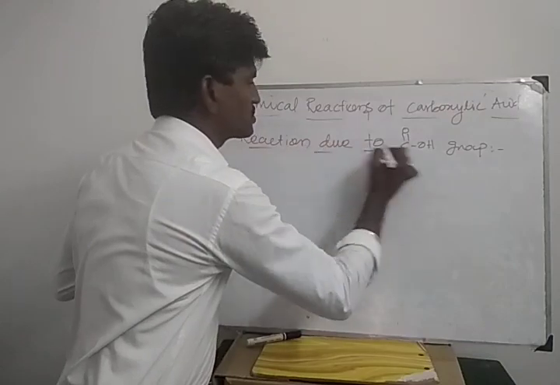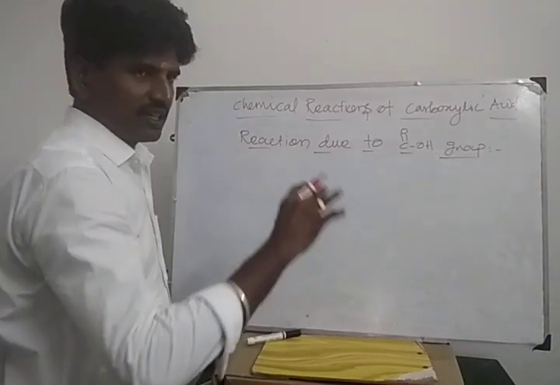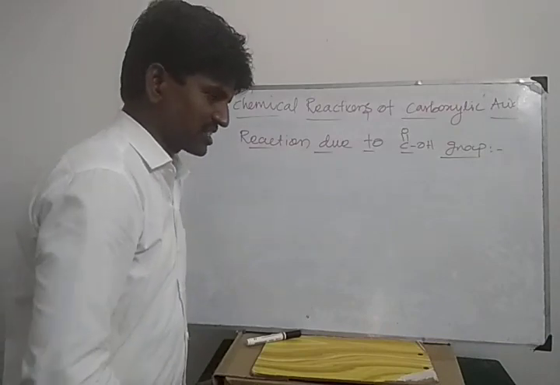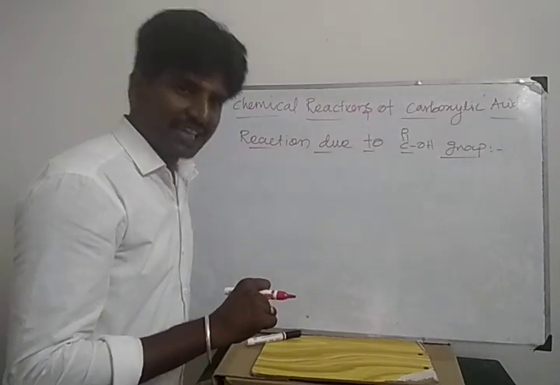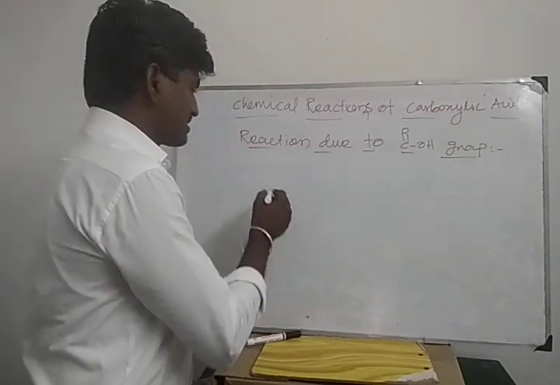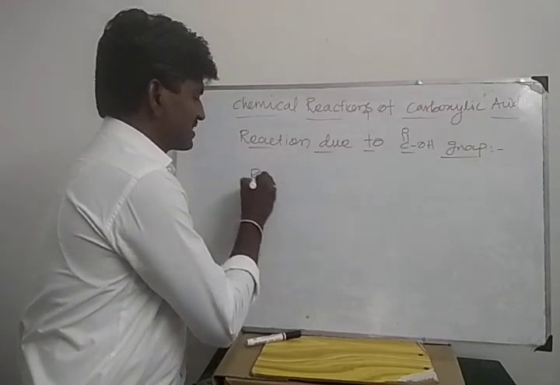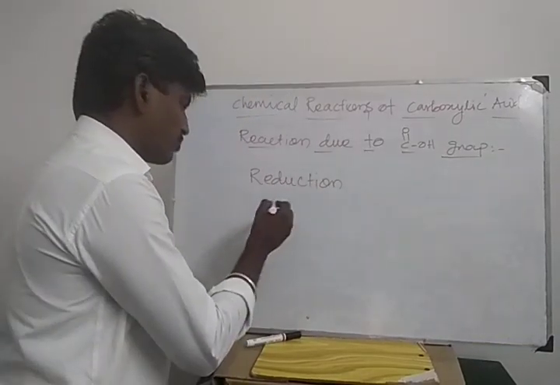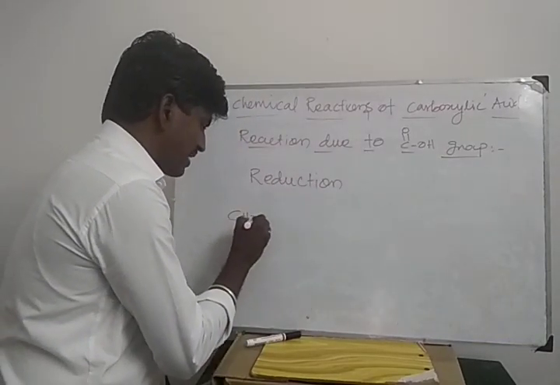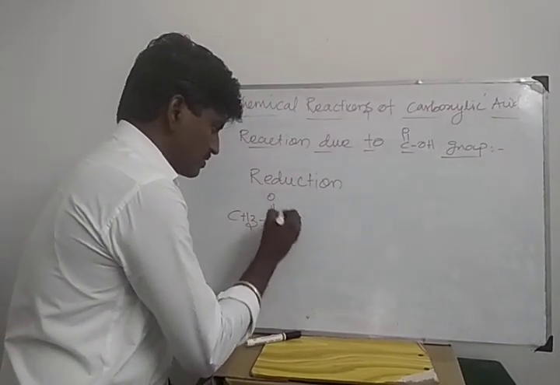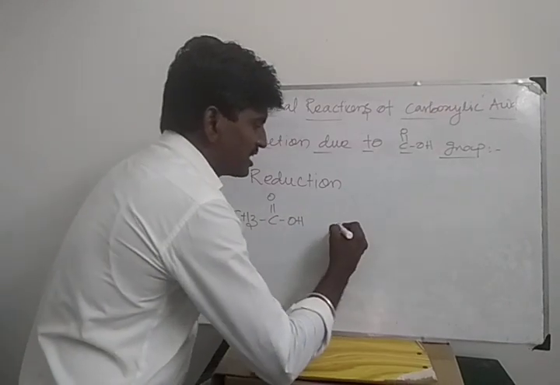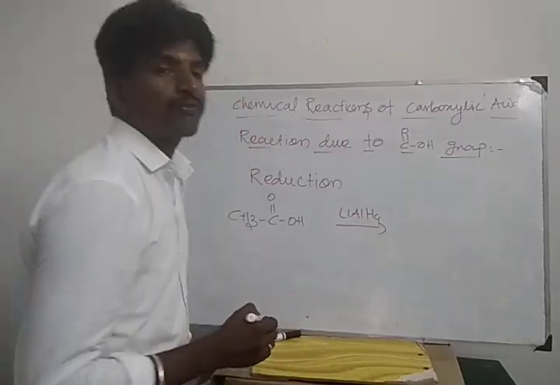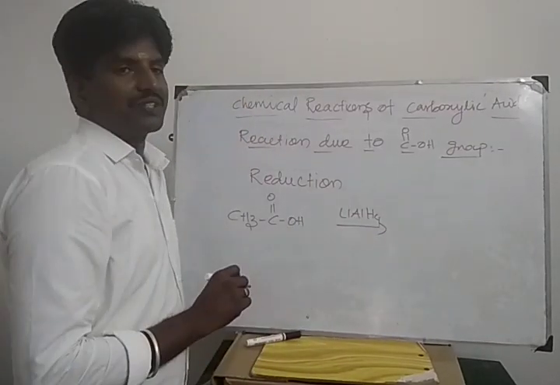Reactions due to COOH group. In this chemical reaction, the overall COOH group is involved. For example, reduction and decarboxylation. First I am going to teach reduction. I am going to take one carboxylic acid, for example acetic acid. Reducing agent: lithium aluminum hydride, LiAlH4. It is a strong reducing agent.